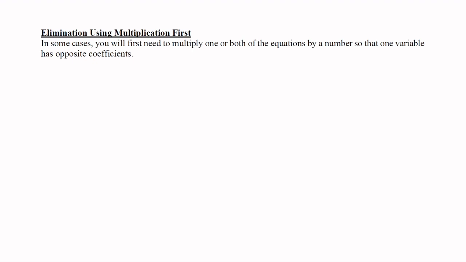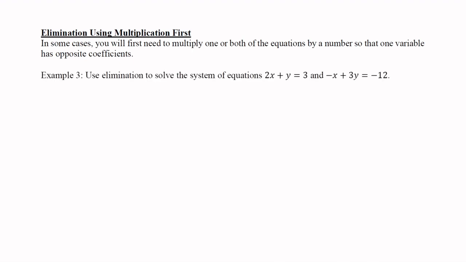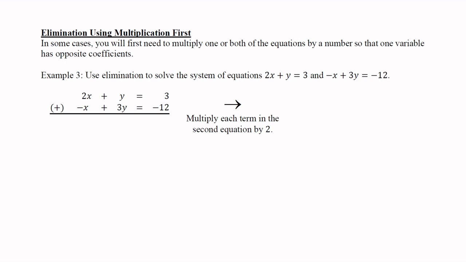In some cases, you will need to multiply one or both of the equations by a number so that one variable has opposite coefficients. So in this example, we are going to use elimination to solve this system. If we stack them, you'll notice that we don't have the same coefficients on either the x or the y terms. So to correct this, we're going to multiply each term in the second equation by 2. Remember, whatever you do to one side of an equation, you do to the other, and everything maintains its balance. So we're going to multiply the left and the right side of the second equation by 2.